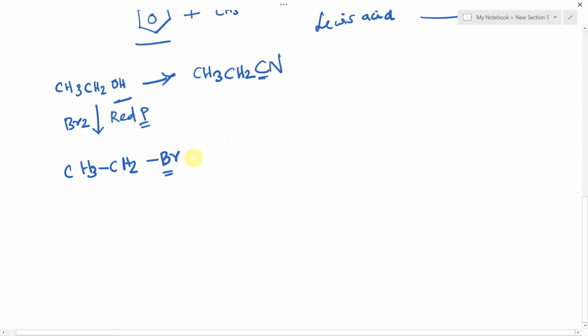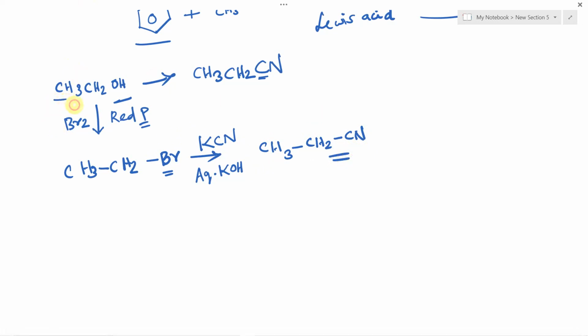When this alkyl halide is treated with KCN, potassium cyanide, in the presence of aqueous KOH, a substitution reaction will take place. The CN will substitute the Br and KBr will move away. So this gives rise to CH3CH2CN. This is called propane nitrile. So ethanol in the presence of red phosphorus and bromine is converted into ethyl bromide, which in turn is treated with KCN in the presence of aqueous KOH to give propane nitrile.